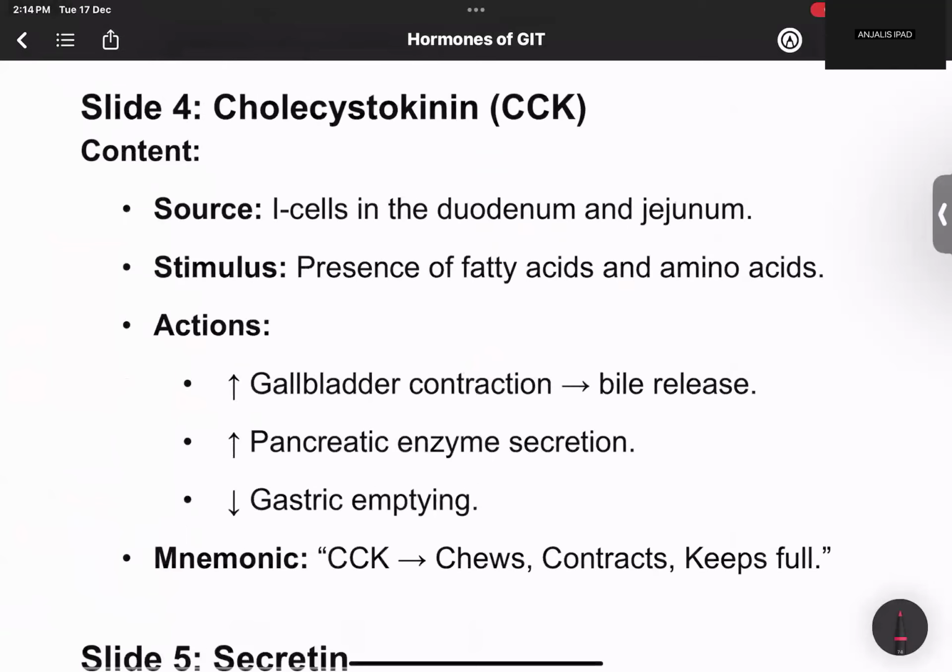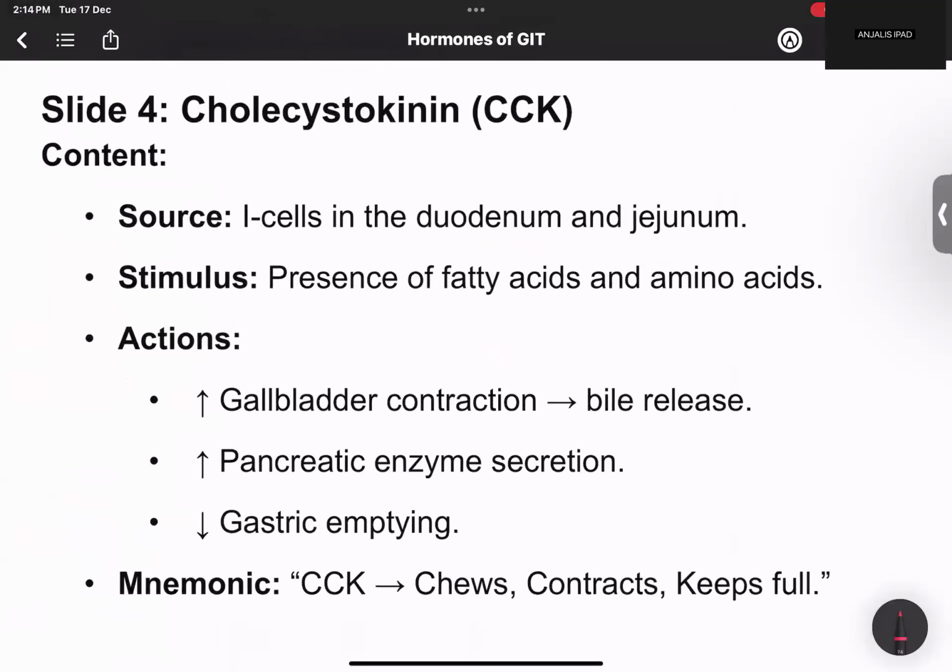Yeah. So cholecystokinin, the next one. Cholecystokinin is also called CCK. Now what is the source? CCK is secreted by I cells in the duodenum and jejunum. So what is the source? I cells in the duodenum and jejunum.